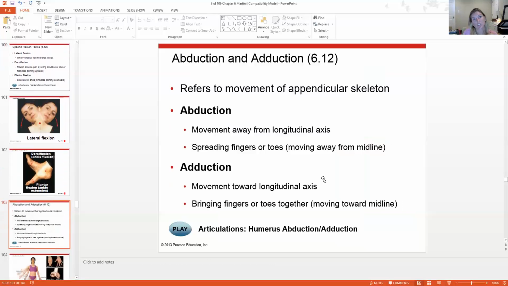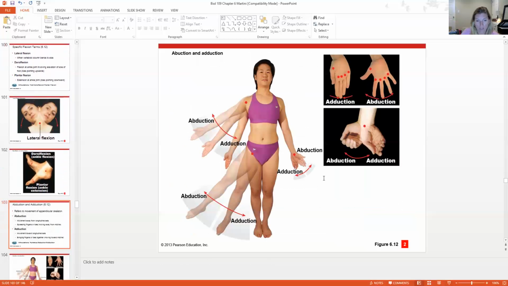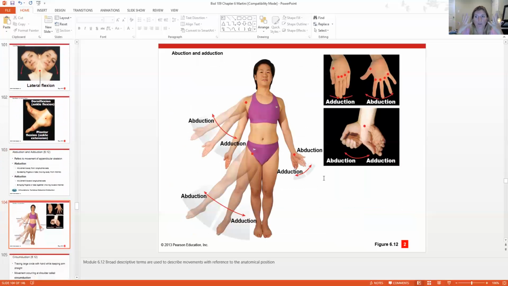Abduction and adduction: abduction is moving your arms away from your body, and adduction is adding it back to your body. Here you see them. You can do it with your fingers. Abduction, adduction.